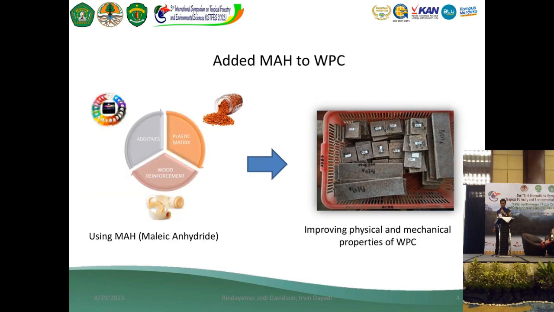So what is the solution to improve the physical and mechanical properties of WPC? I think one of many solutions is the addition of maleic anhydride as an additive into WPC making or production. Next.